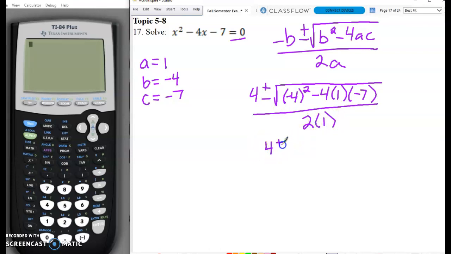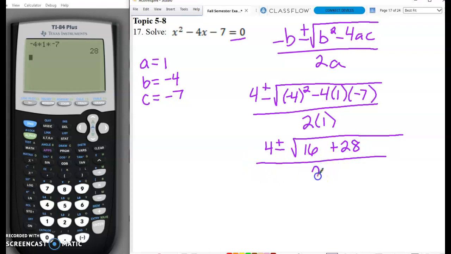This is going to be 4 plus or minus the square root. Negative 4 squared is 16. It's a positive 16. And then we're going to do negative 4 times 1 times negative 7. We get a positive 28. So this is actually going to be plus 28. And all of this is over 2. 28 plus 16 gets me 44. So this is going to be 4 plus or minus the square root of 44 over 2.